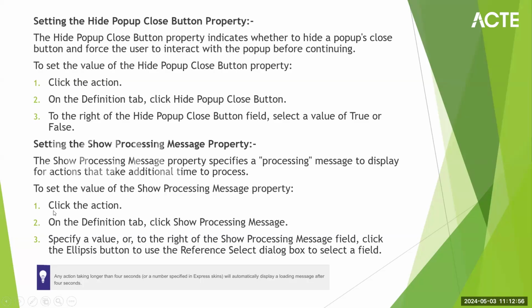So this is how you do that: click on the action. If you have already created that field, then you can map it.